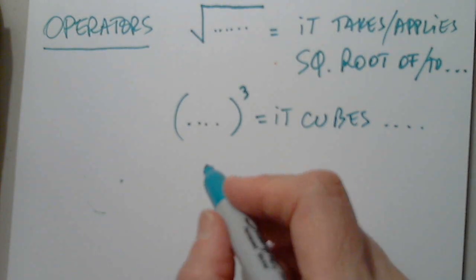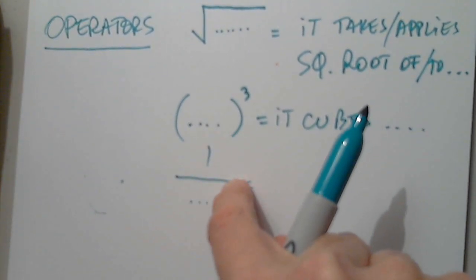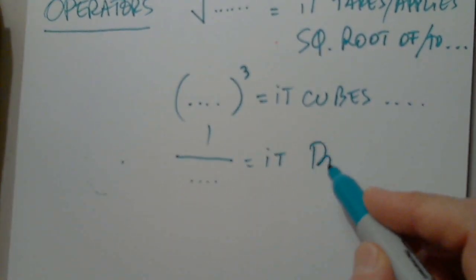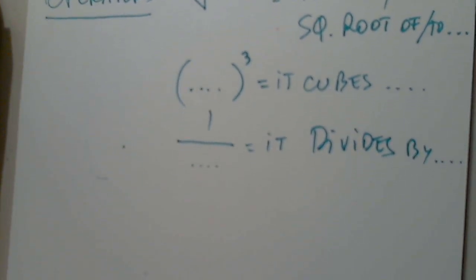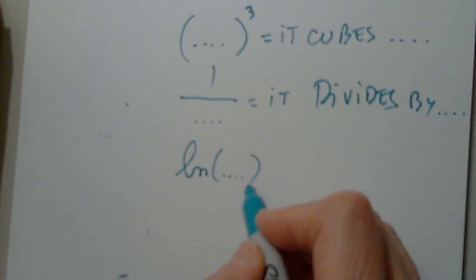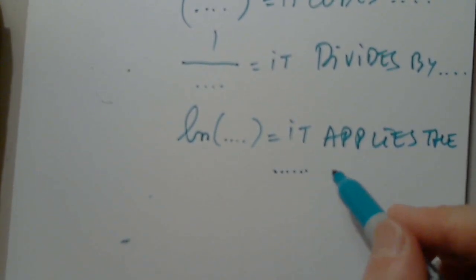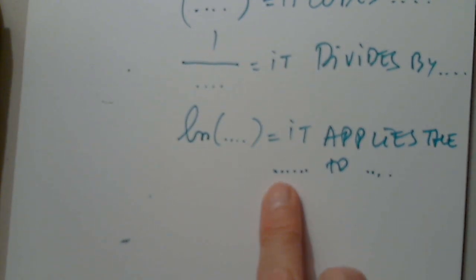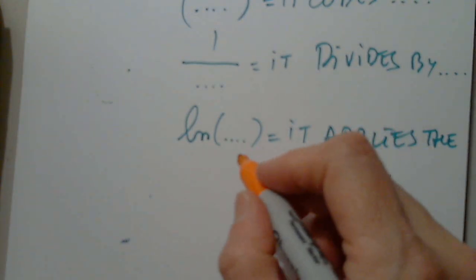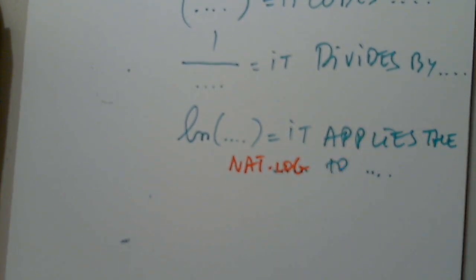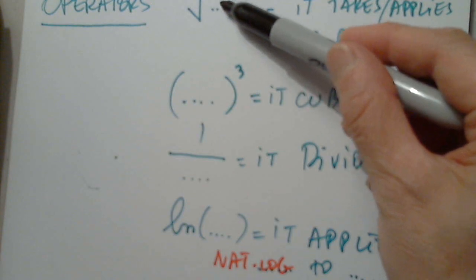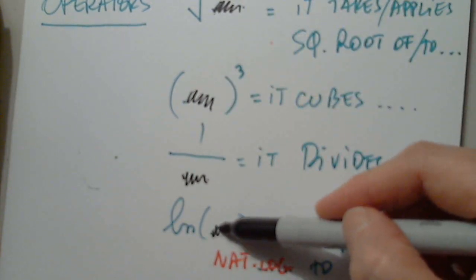Excellent. What about this one? What does this operator do? Divides. Yes. One more. It applies the, to, it applies what? Anyone remembers this? Natural log. Excellent, yes. It applies natural log. So when we see these operators, we know what they do to this. Whatever we apply it to, it doesn't matter. But we know what it does.